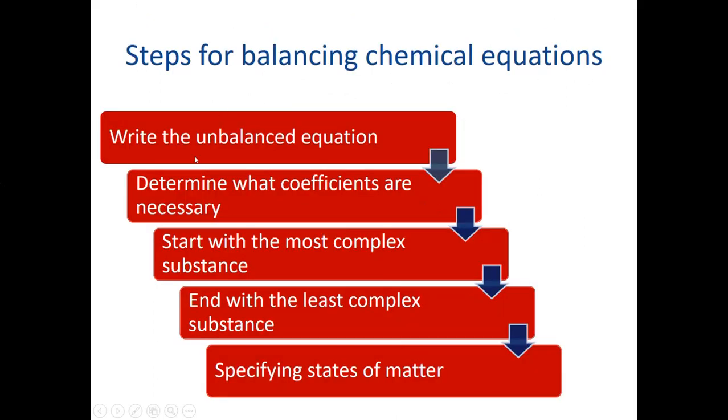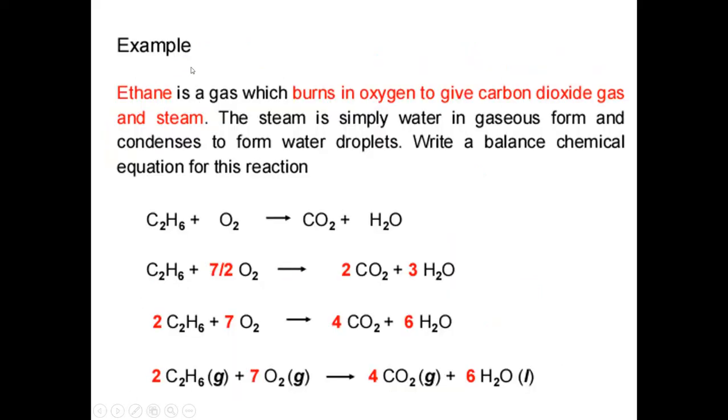Steps for balancing a chemical equation. Write the unbalanced equation. Determine what coefficients are necessary. Start with the most complex substance and end with the least complex substance, specifying states of matter. In this example, ethane is a gas which burns in oxygen to give carbon dioxide gas and steam. The steam is simply water in gaseous form and condensed to form water droplets. Write a balanced chemical equation for this reaction. Ethane reacts with oxygen to produce carbon dioxide plus H2O. Then you need to balance the stoichiometry of the reaction.